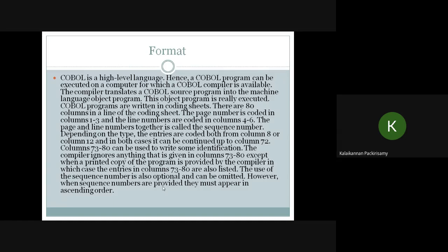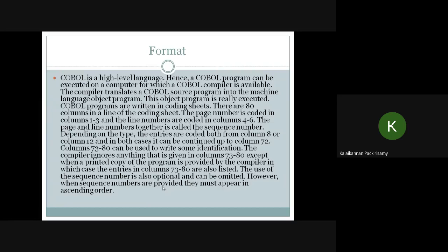The next thing: in the format of COBOL program, you have a table-like structure that we call coding sheets. In these coding sheets, at the maximum, we are going to have 80 columns, and we have some structure to be followed in these 80 columns. For example, whenever you mention the page number, you have to mention it within columns 1, 2 and 3. That's the first condition that we have.